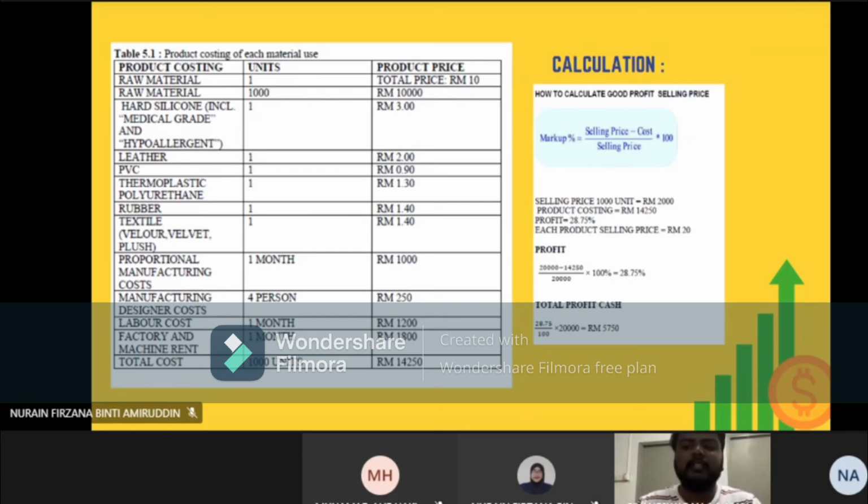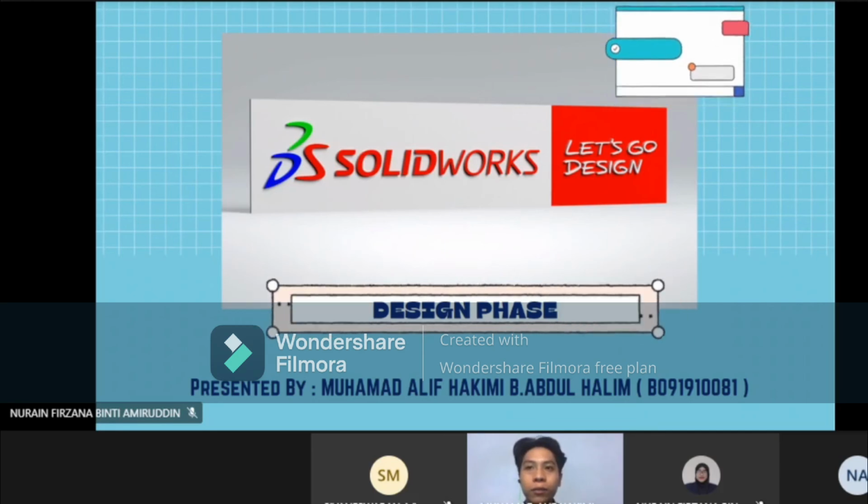From this we calculate the profit: 20,000 minus 14,250, divided by 20,000, multiplied by 100, gives 28.75%. From the 28.75%, we get the total profit in cash. We calculate 28.75% divided by 100 and multiplied by 20,000, and we got 5,750 ringgit net profit.